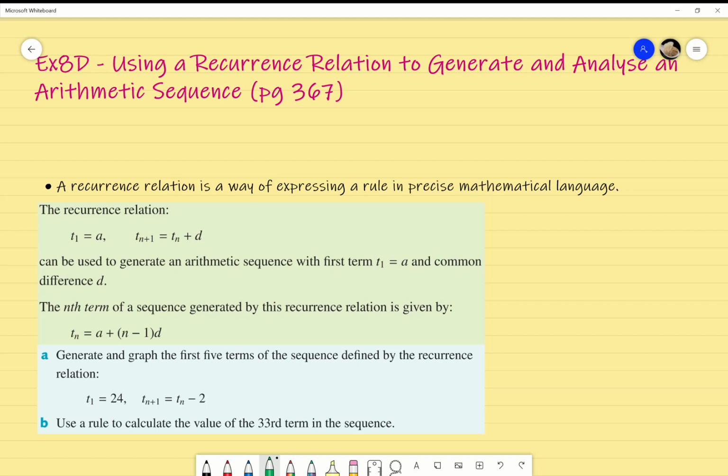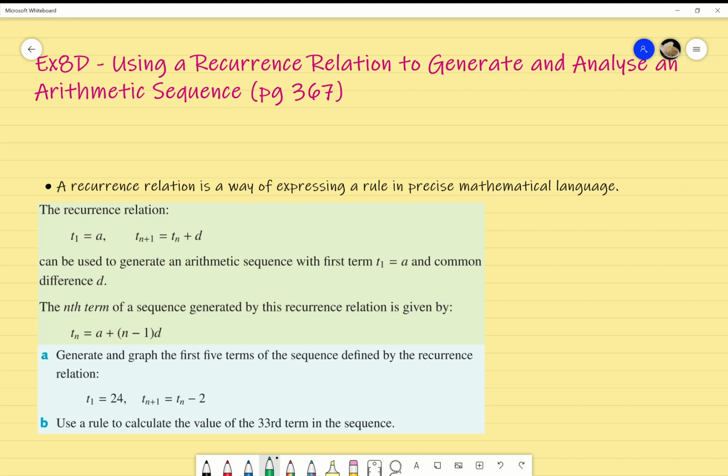This is exercise 8D on using recurrence relation to generate and analyze arithmetic sequence on page 367 of your textbook. Over the last few lessons, we've been looking at arithmetic sequences, how to continue the sequence, and how to write down the formula to find a specific term. If the question says to find the first 5 terms, the formula isn't very helpful because it only helps you find one specific term.